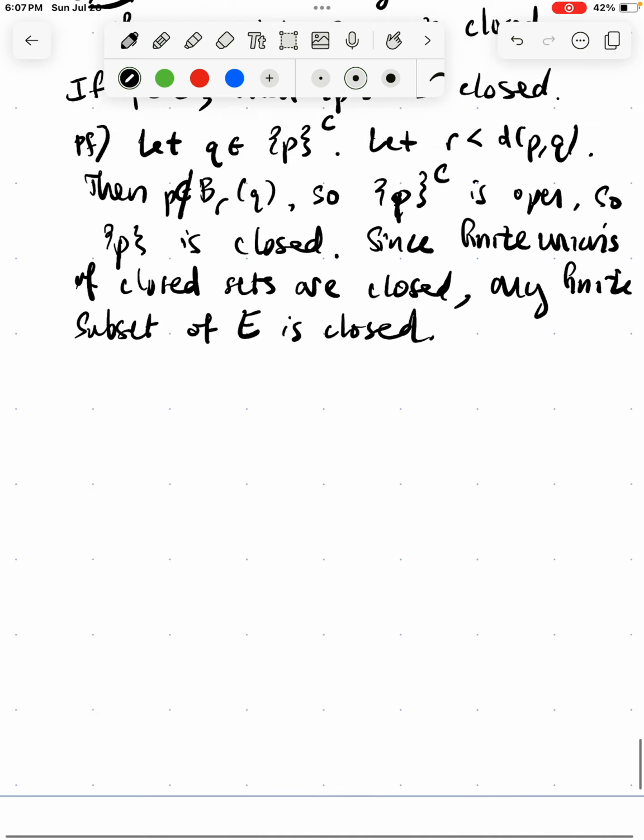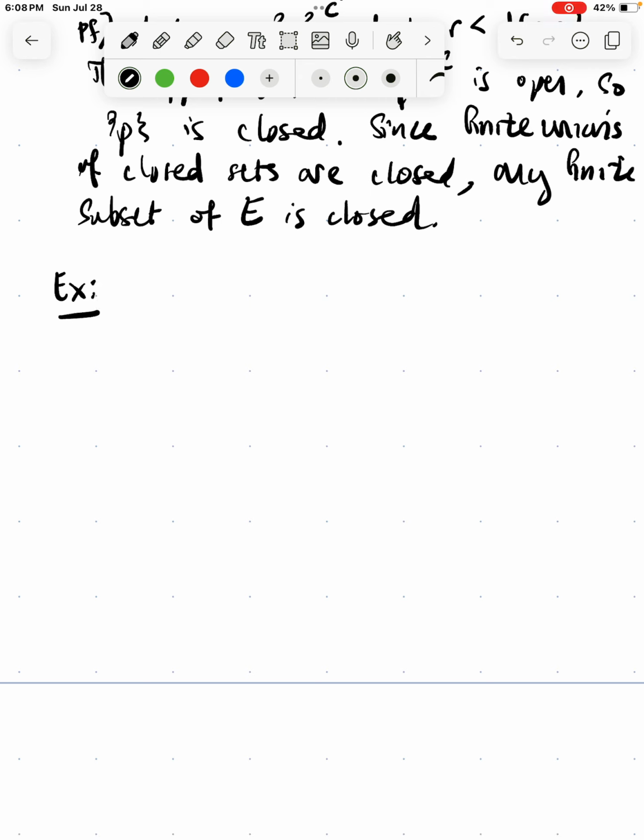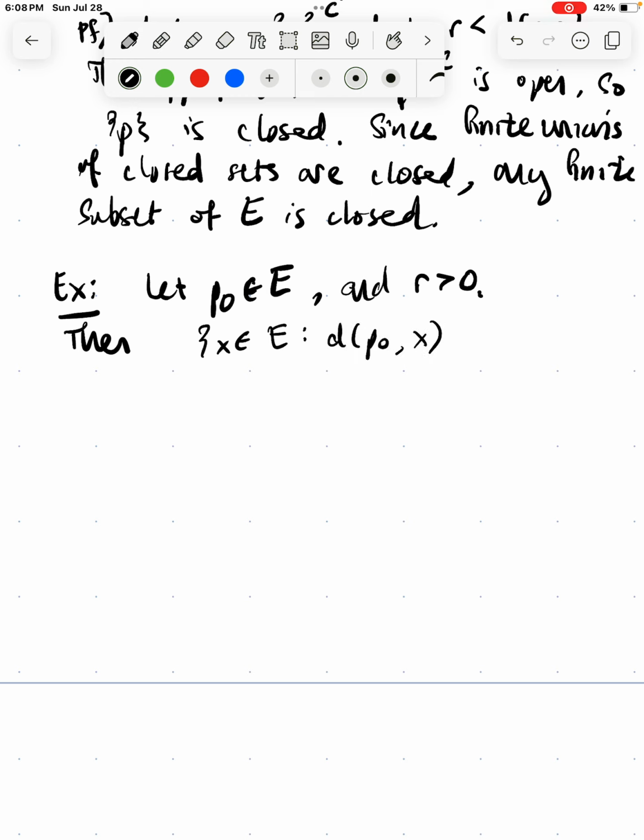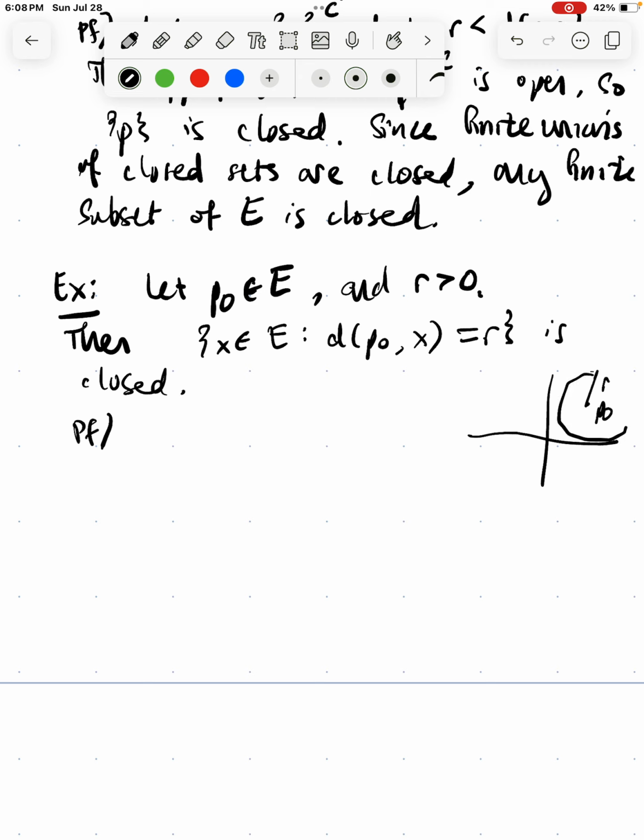Okay, let's look at another example of a closed set. Suppose that P naught is in the metric space E, and R is greater than 0, then the set of elements X in E whose distance to P naught is equal to R is closed. Right, so for instance in R2, if this is P naught and you have some radius R, then we're just looking at the points on the circle. The points on the circle form a closed set. The circle is a closed set.